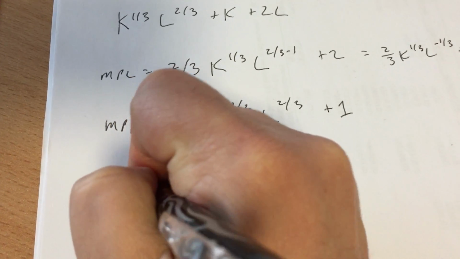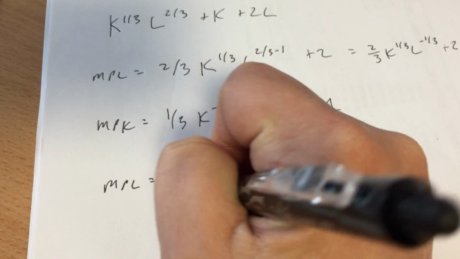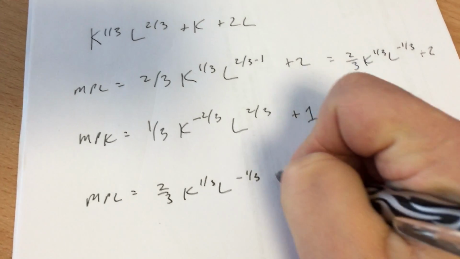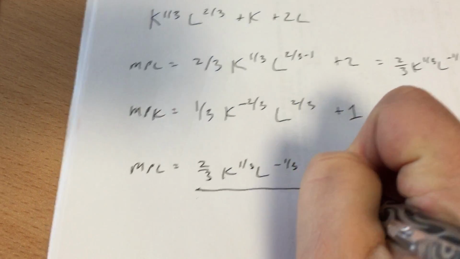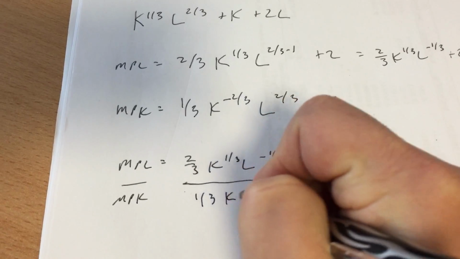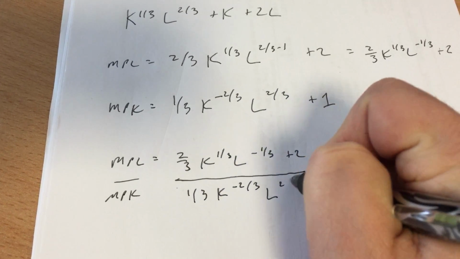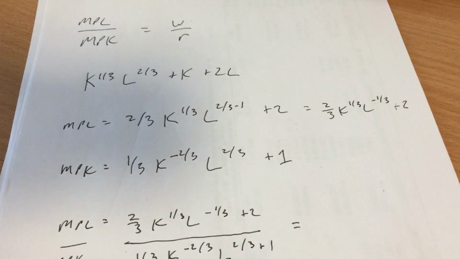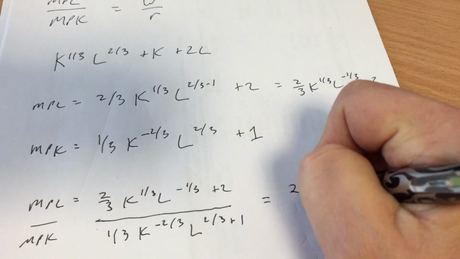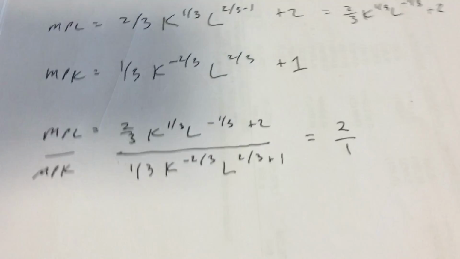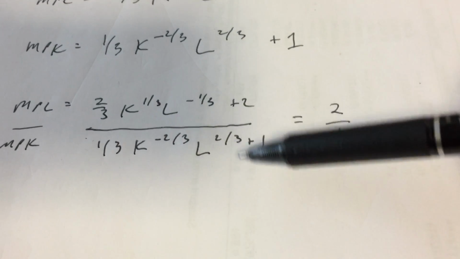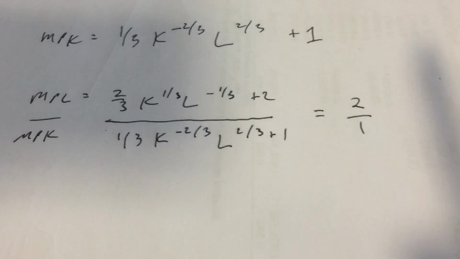So the marginal product of labor is equal to 2/3 k to the 1/3 L to the minus 1/3 plus 2. Marginal product of capital is 1/3 k to the minus 2/3 L to the 2/3 plus 1, is equal to the wage rate divided by the rental rate. The wage rate again was 2 and the rental rate was 1. Okay, now we can't just do our trick of flipping that over to the other side because we've got this extra stuff over here. So we have to cross multiply.